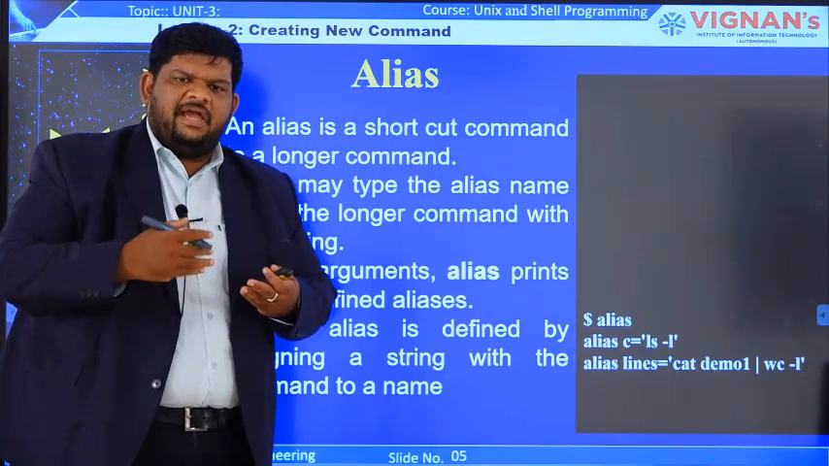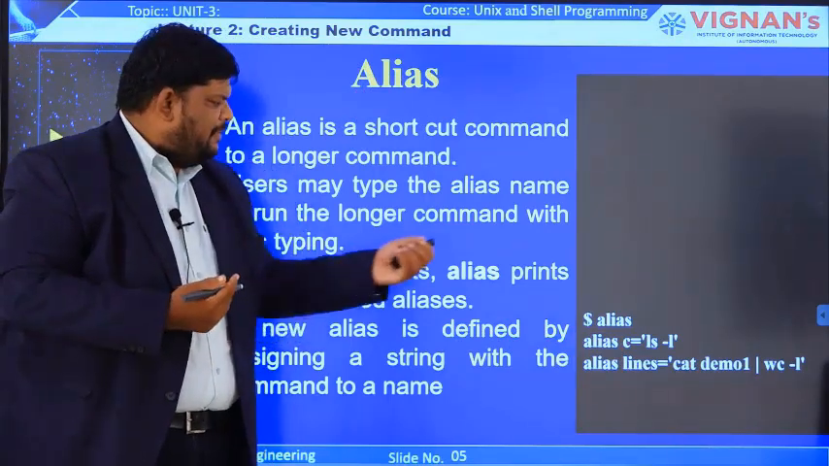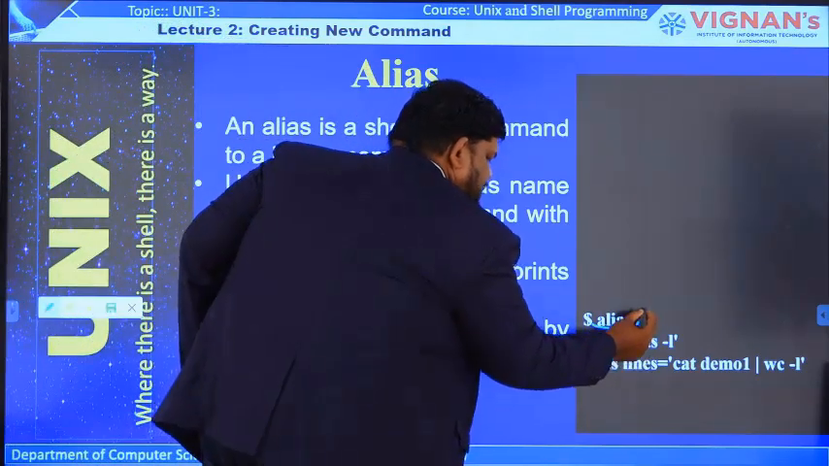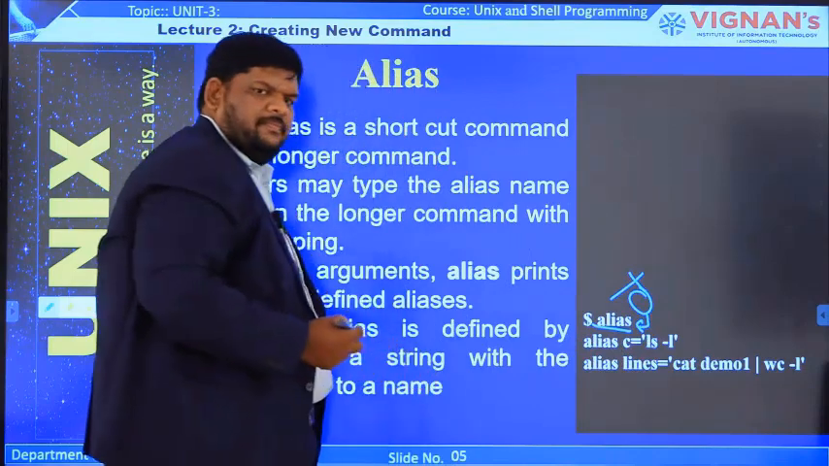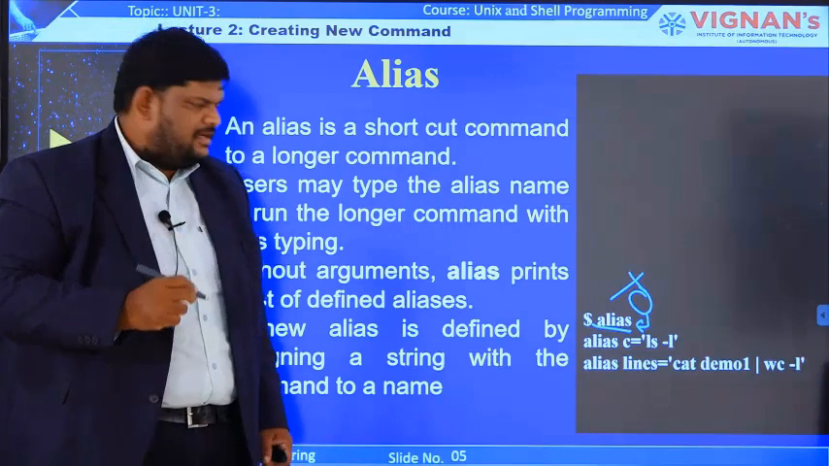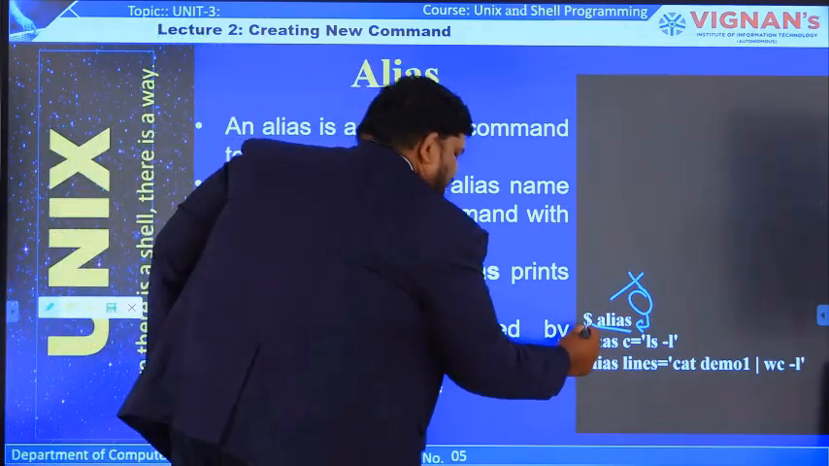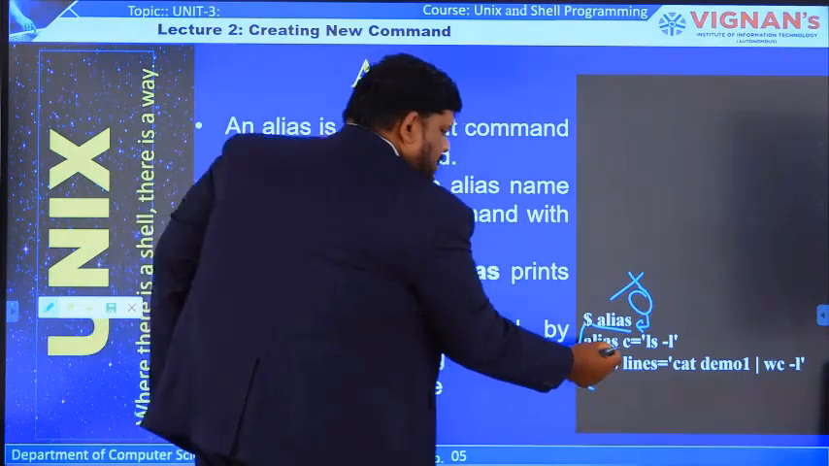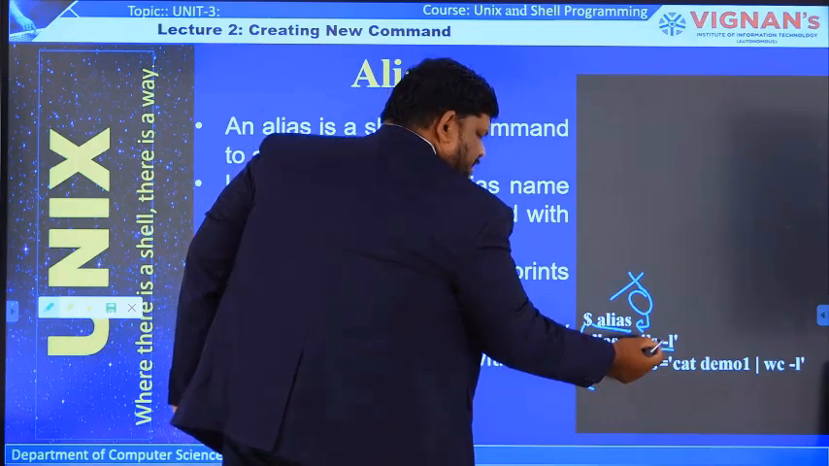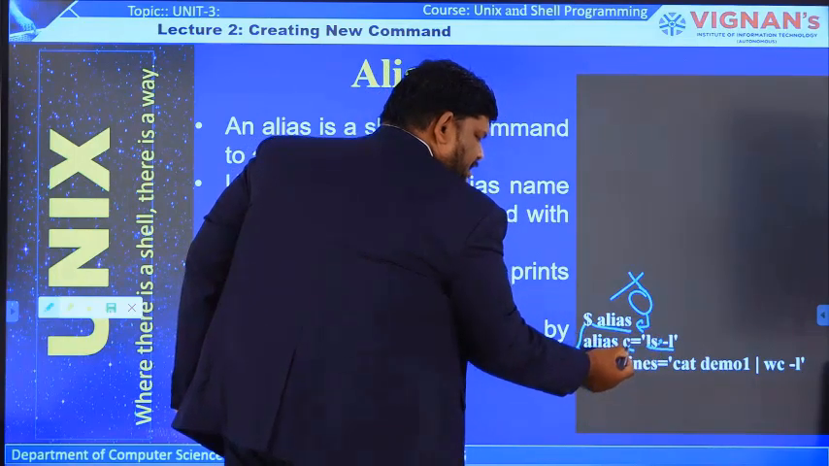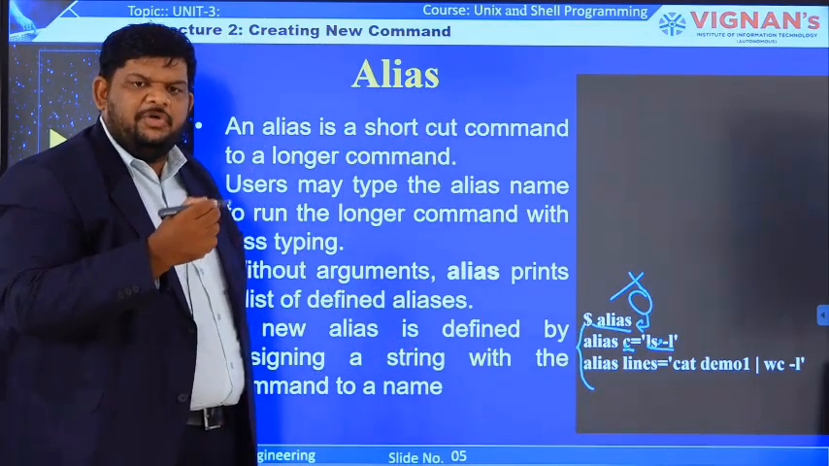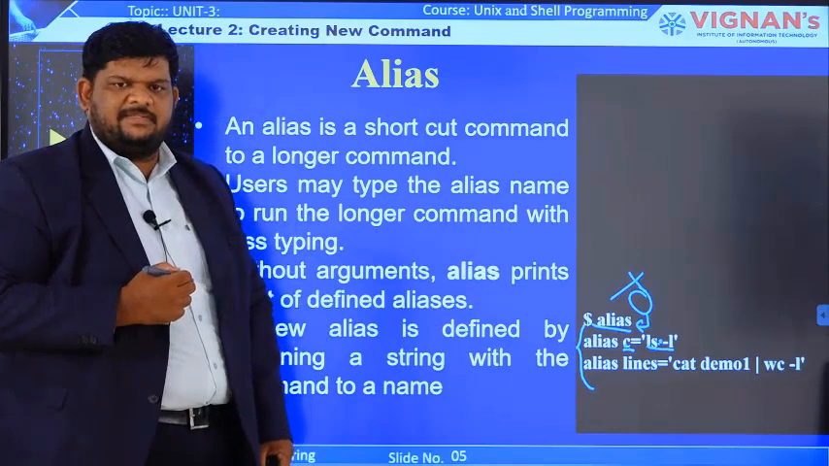If you want to see how many aliases you have created, it is possible with the alias command. So alias, enter, without any options. If you simply give the alias command and press enter, it will list out all the aliases that are present. For example, here one alias is there, c is equal to ls space option l. That means the result we get from ls -l, we can get from c. c is nothing but the alias name, or duplicate name, for the command ls -l.